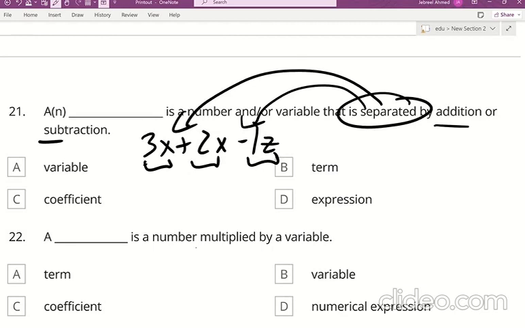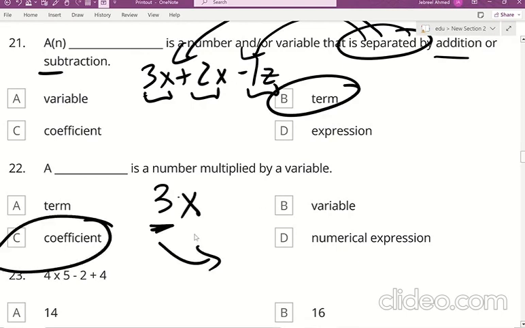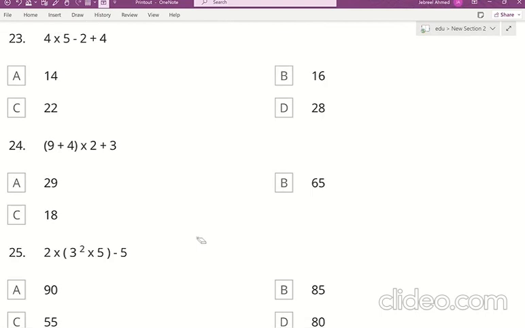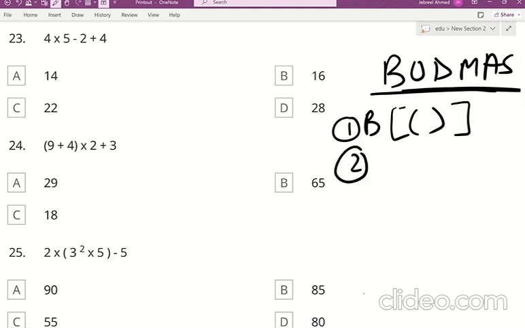So this is a term. If I have a variable or a letter, x, and there's a number behind it, that is called my coefficient. So number 23, I have to use BODMAS. So when I'm solving these expressions or simplifying them, my first step is to start with the brackets. Next step, order or powers.